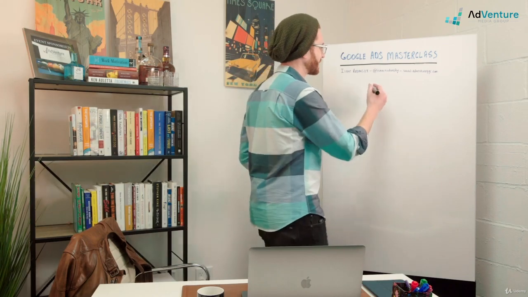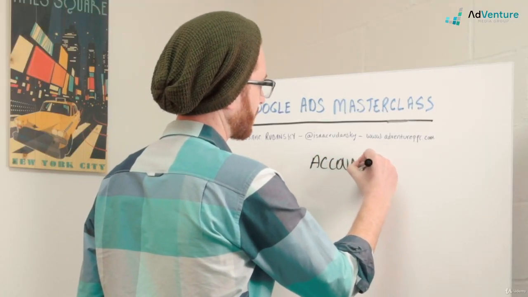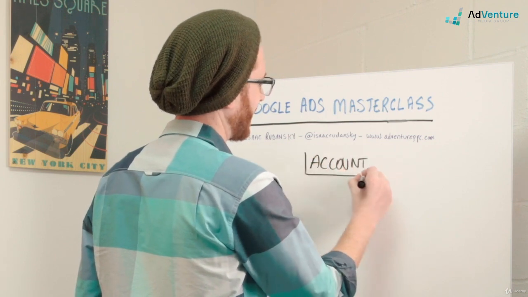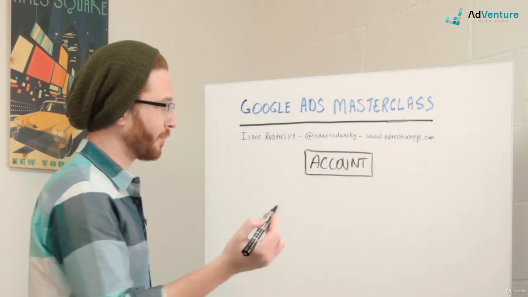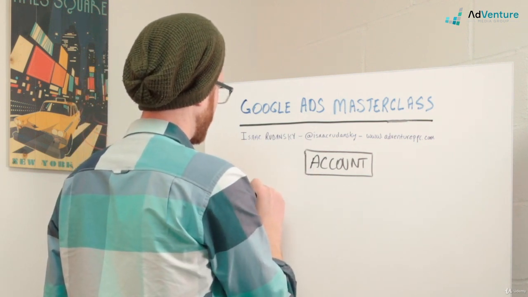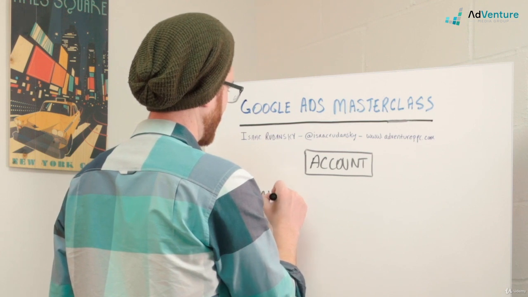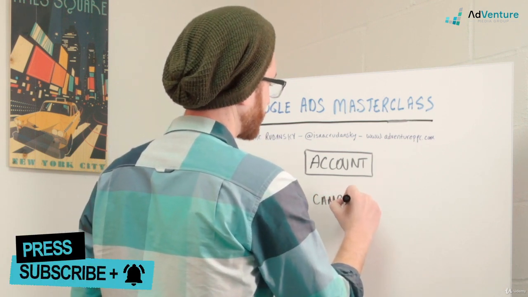So at the very top level, you have your Google Ads account, okay? And at the account level, there are different settings that are only applicable to the account level, but we'll get there. Then you have campaigns under your account. You have all sorts of campaigns. You could have many different campaigns. You could have hundreds of campaigns.